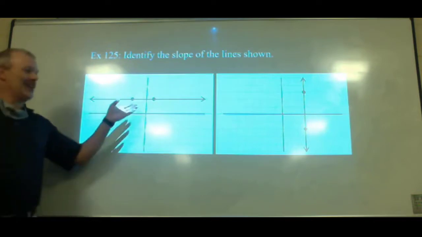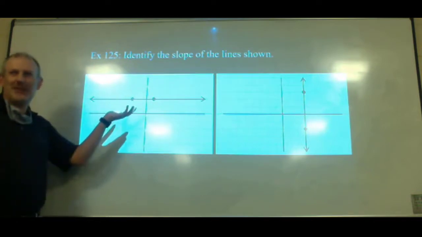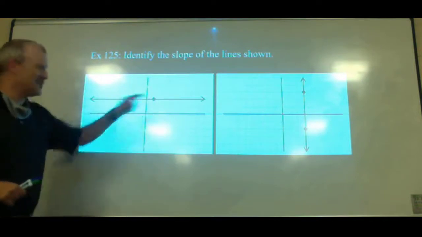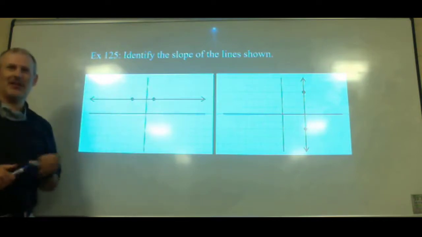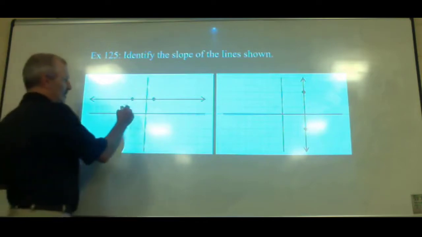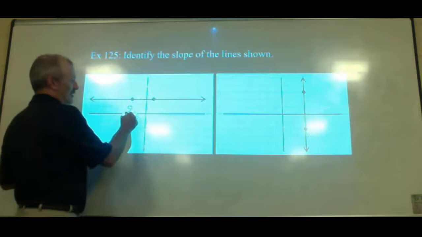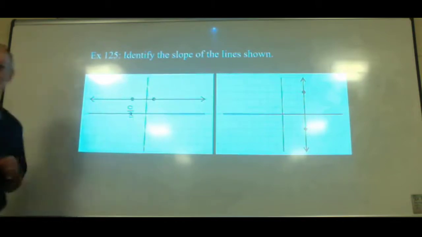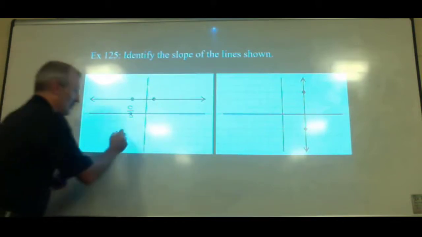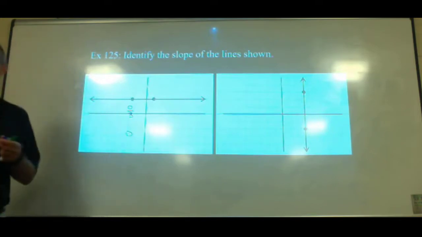Now look at this one. If we talk about the up and down first, what would you say to me? Up and down, to get from this point to this point. Is it going up and down at all? Great. So the up and down part is 0, isn't it? And then the left and right? 3. And what is 0 divided by 3? 0. So the slope here is 0.